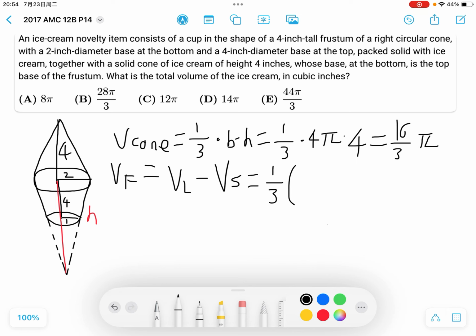The base of the large cone is the one with radius 2, so the area is 4 pi, and the height, let's call this H. This is the height that I highlighted in red, let's call that H. And we subtract the base of the small cone times the height of the small cone. The area of the base of the small cone is pi, because the area of a circle is pi r squared, and the radius here is 1. We know the height of the frustum is 4, so we have pi times H minus 4.